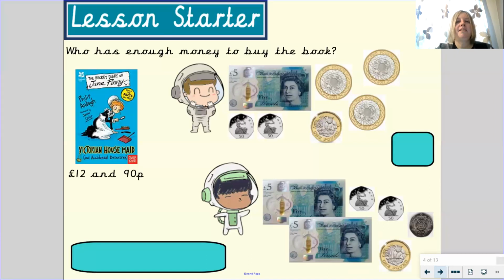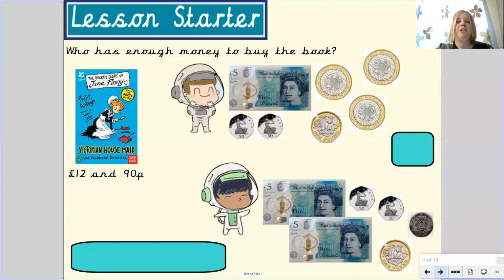Our lesson starter today: who has enough money to buy the book? Our book costs £12.90. So the first thing we need to do is find out how much money each of the astronauts has. Remember, add the pounds and then the pence. Pause your video and have a go at doing this.